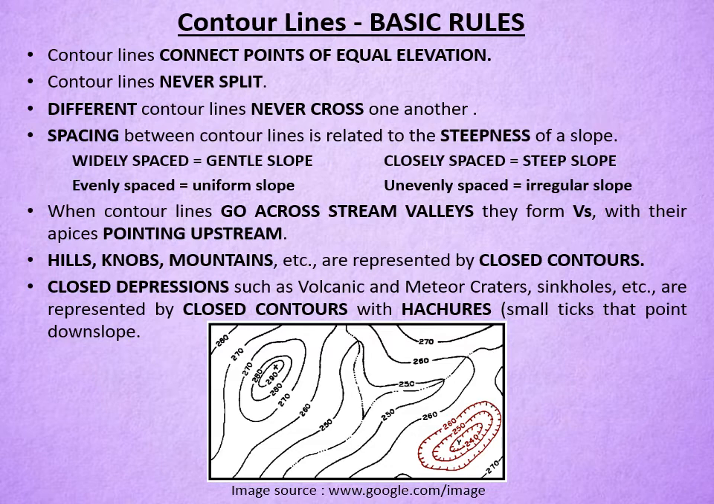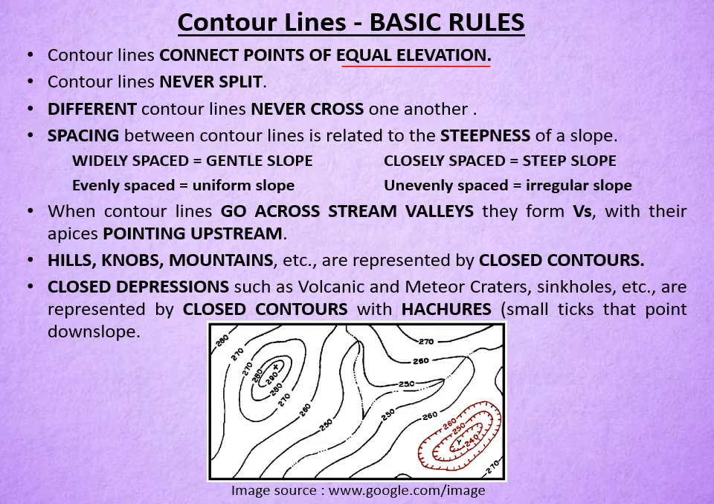Now there are some basic characteristics of contour lines. Contour lines, as we already know, are lines connecting points of equal elevation. So all the points on a contour line have the same altitude or same depth value. Contour lines never split. That means contour lines never bifurcate or trifurcate. They cannot be divided.